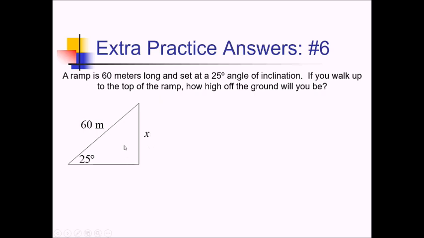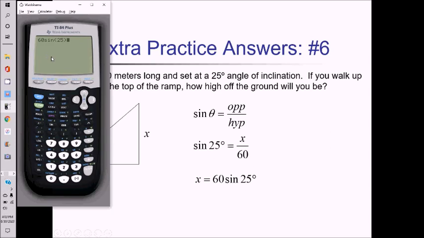So since I've got the opposite side that I'm looking for across from the angle, and they gave me the hypotenuse, opposite and hypotenuse, that's the SO part of SOHCAHTOA, so sine of theta equals opposite over hypotenuse. So then sine of my angle, 25 degrees, equals the opposite side that we're looking for, the x, over my hypotenuse of 60. And to get x, we just multiply the 60 by both sides, so 60 times sine of 25. And now for the calculator, so plugging that in, we end up with 25.4, and that is going to be in meters.